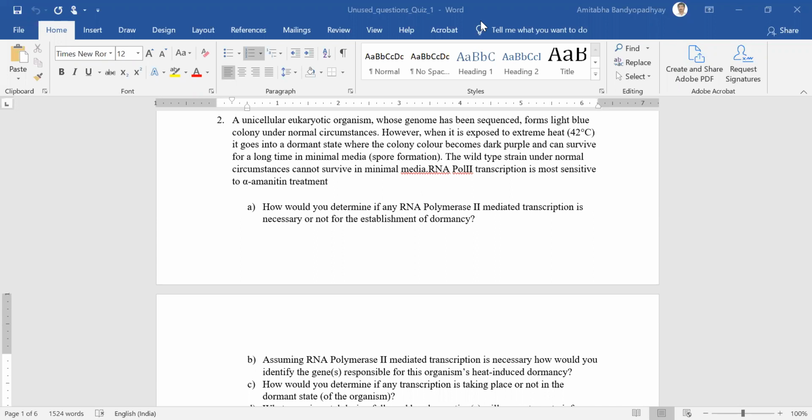This is white, straight and the normal. This is straight and the normal circumstances can survive. And enable transcriptions. First.